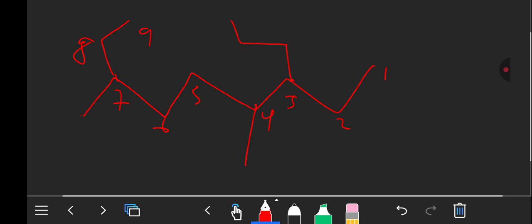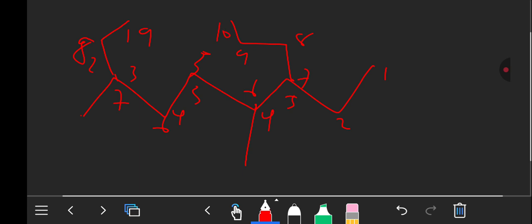So the substituents we have: I have a substituent there, a methyl, and another substituent there, a methyl, and another substituent there, which is a propyl. It has 3 carbons, okay? That is a propyl. So what if I numbered it in this way? 1, 2, 3, 4, 5 there, 6, 7, 8, 9, 10.